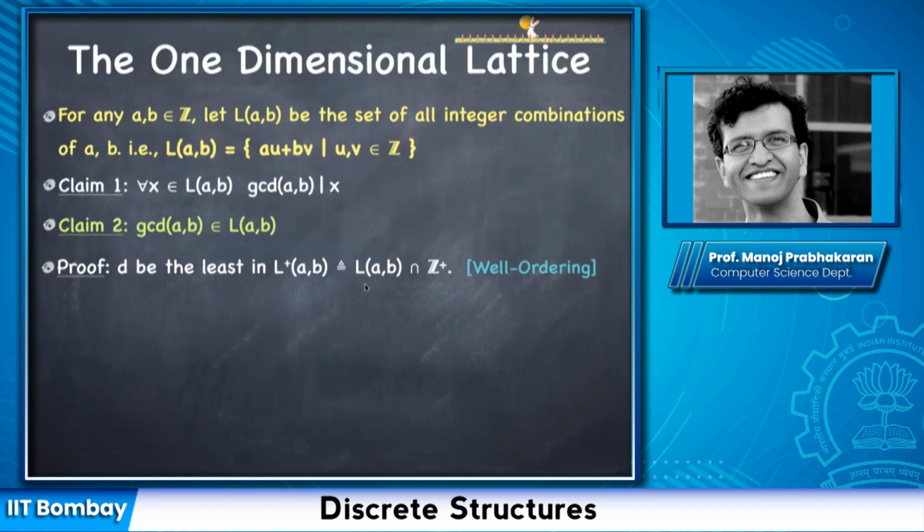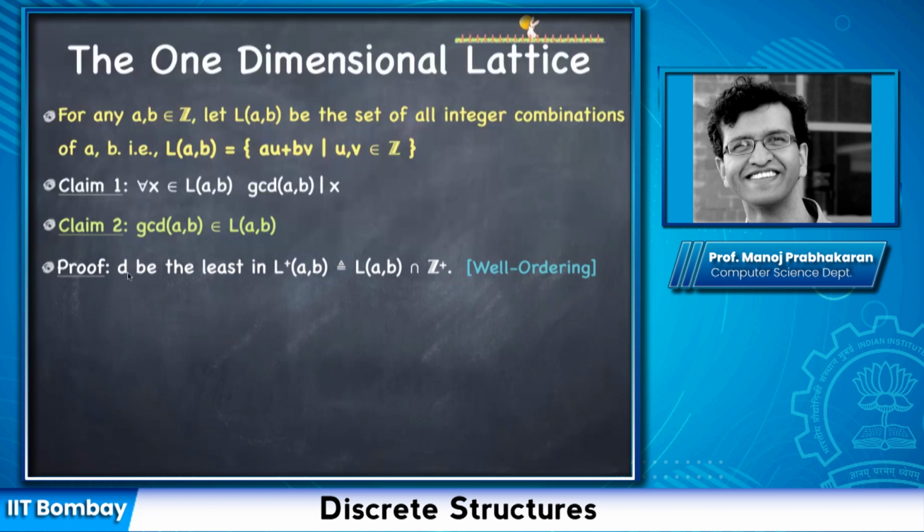So the principle of well ordering says if I give you a subset of positive integers, then it has a least element. So let me first define a subset of positive integers. L of A,B has positive and negative integers. I look at its intersection with positive integers, so L(A,B) intersect Z plus, and I'll call this L plus. So L plus is a set of positive integers, and it's non-empty because, say, A belongs to it, for instance, or minus A if A is negative.